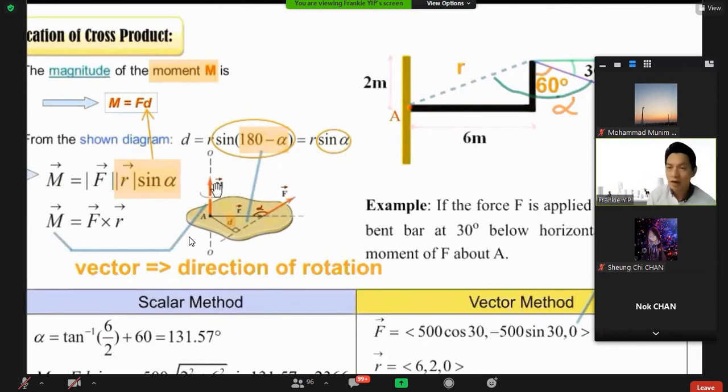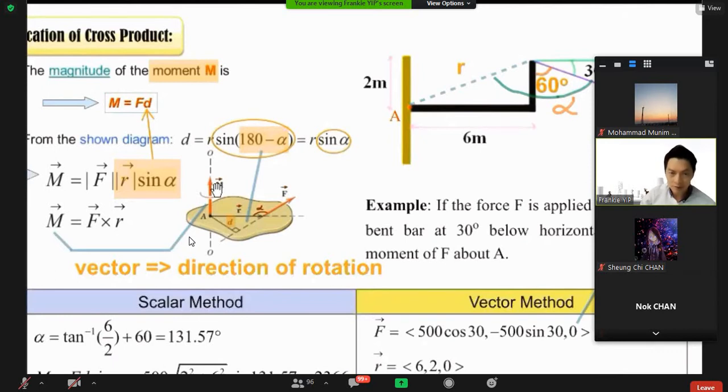How about R cross F? Yeah, sorry, this one is R cross F. This one is R cross F. If F cross R is pointing downward, then R cross F is pointing upward. Because when I put the R over here, let's see here. So it should be upward. So, sorry.